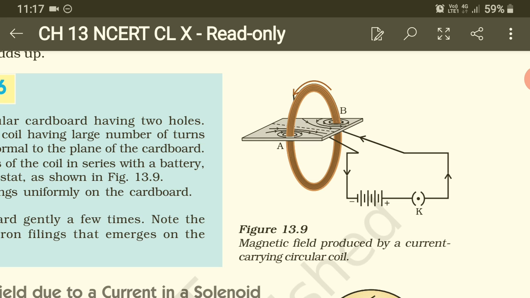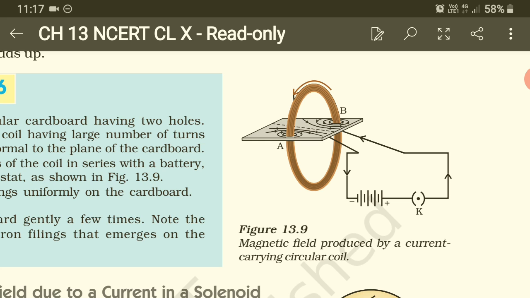But how would we study it? Yes, you are right. We will study it by sprinkling iron filings around it. When we sprinkle iron filings around it, we see that the iron filings are arranged in a particular pattern around it. The strength of the magnetic field can be seen in the form of straight lines at the center of this circular loop. How can we find the two different directions of the magnetic field?